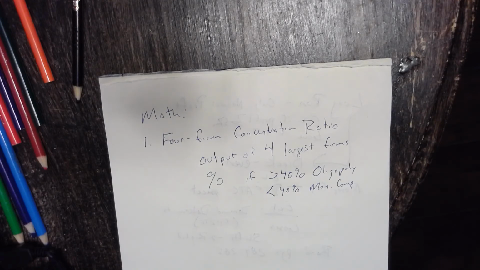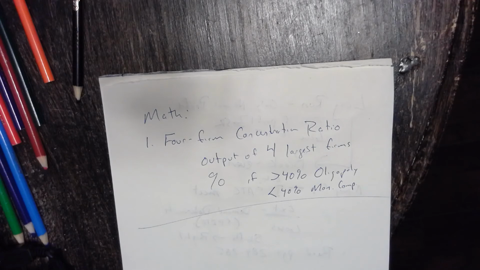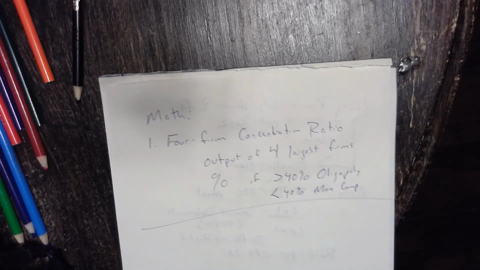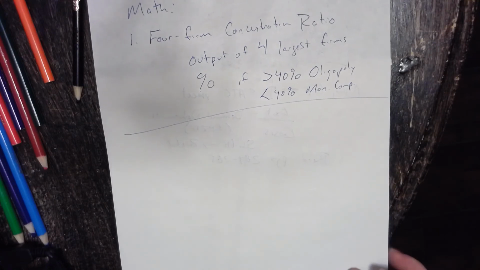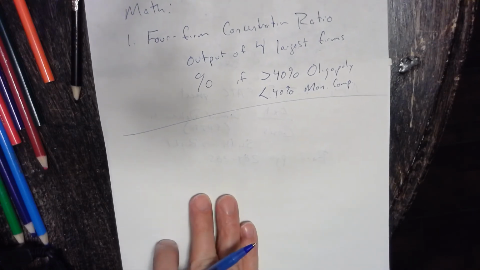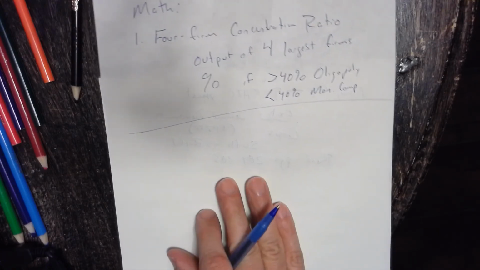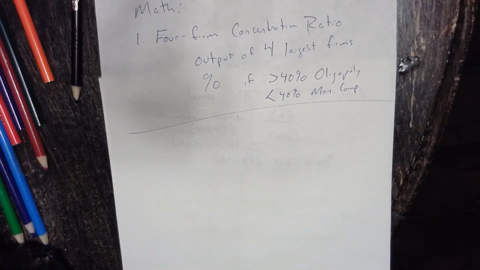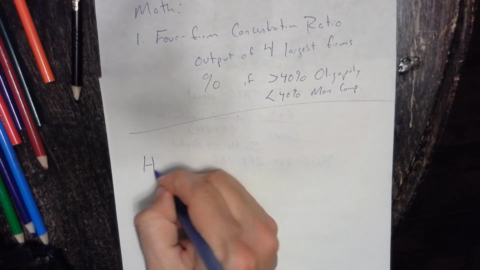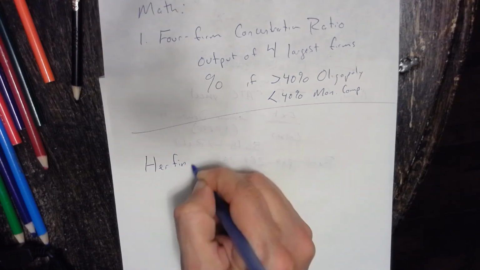But this is so inaccurate that somebody else came along and said, well, let's do something a little bit better. And the thing they decided would be a little bit better is something called the Herfindahl Index.